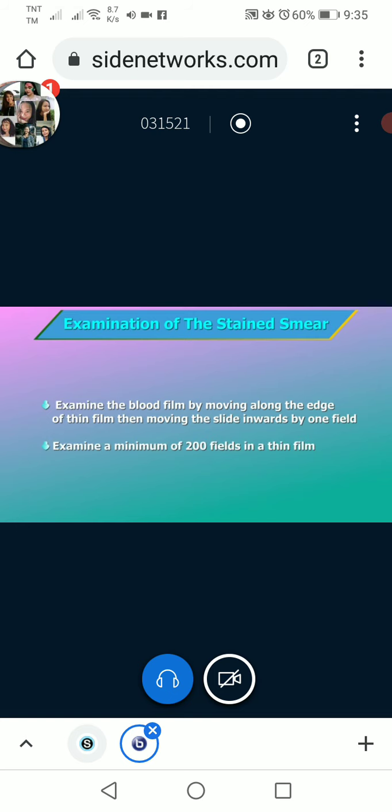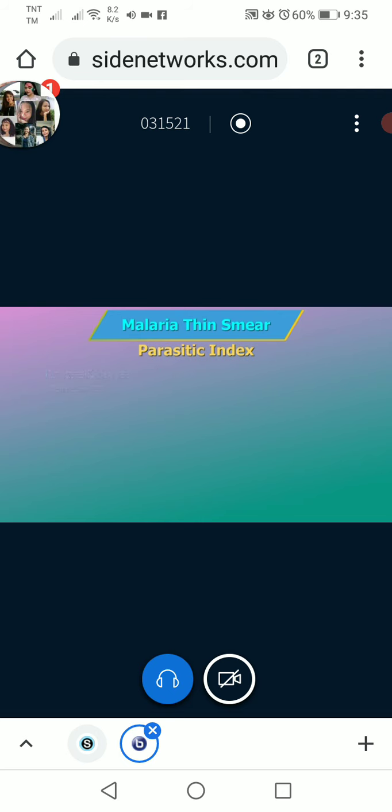Parasitic index. To quantify the malarial parasites, count the parasitized RBCs among 500 to 2000 RBCs on the thin smear and express the results as percent parasitemia. Percent parasitemia is equal to parasitized RBCs divided by total RBCs multiplied by 100.